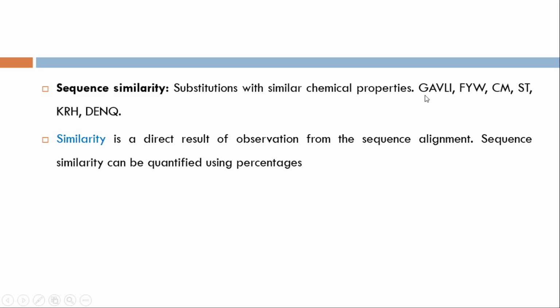Although it is a mismatch, if glycine is replaced by alanine, it is not going to much affect the overall protein's structure and function. So GAVLI: if G is replaced by A or V or L or I, you can say this is sequence similarity. If phenylalanine is replaced by tyrosine or tryptophan, this again comes under similarity. So similarity is a direct result of observation from the sequence alignment, and sequence similarity can be quantified using percentage.